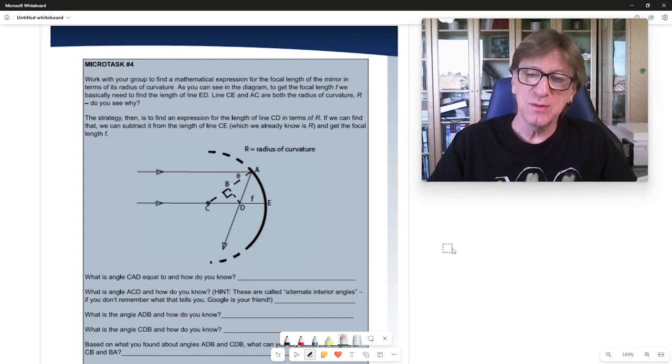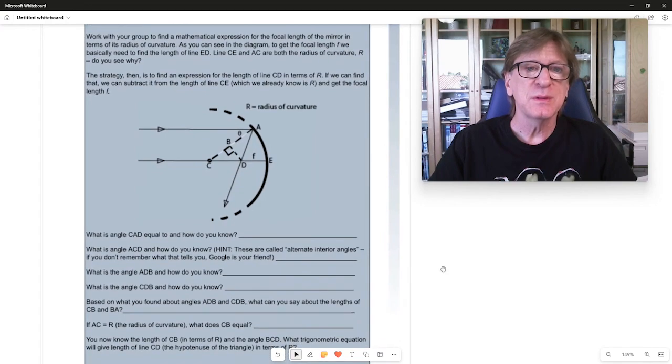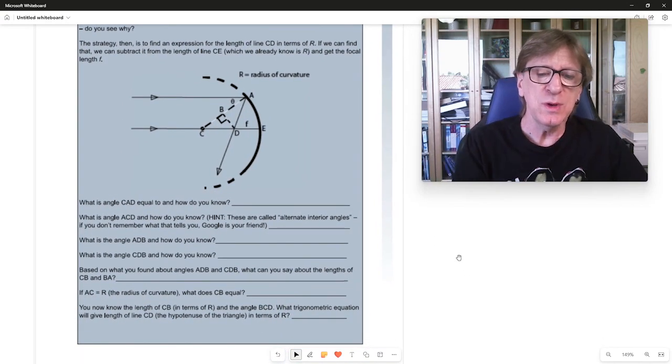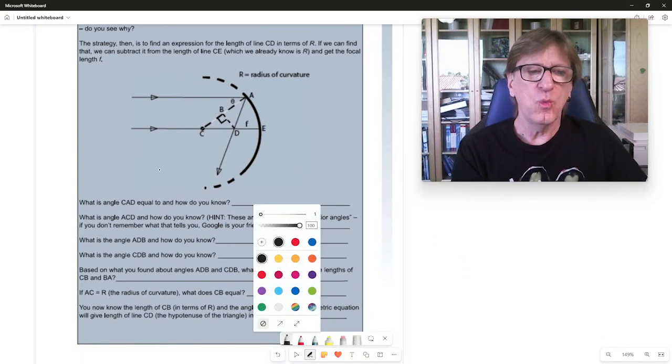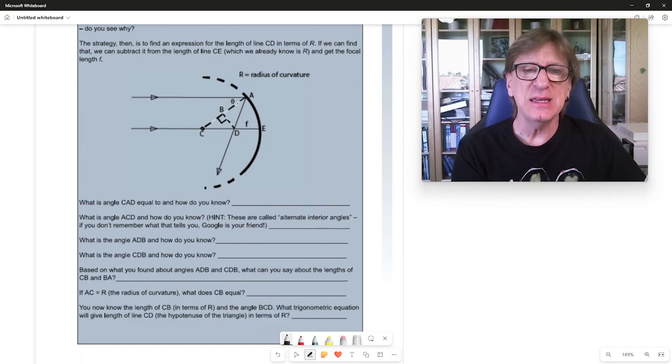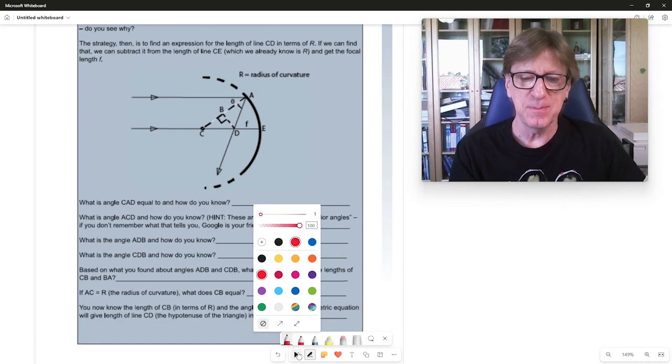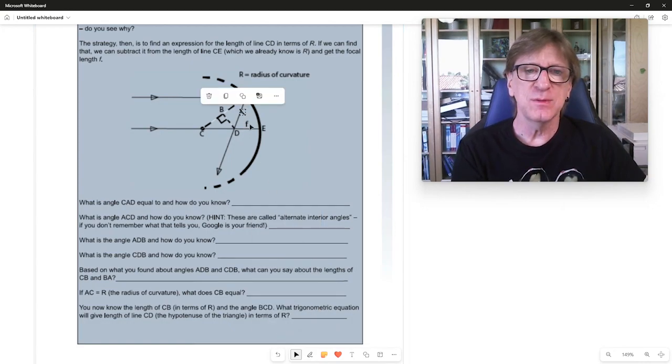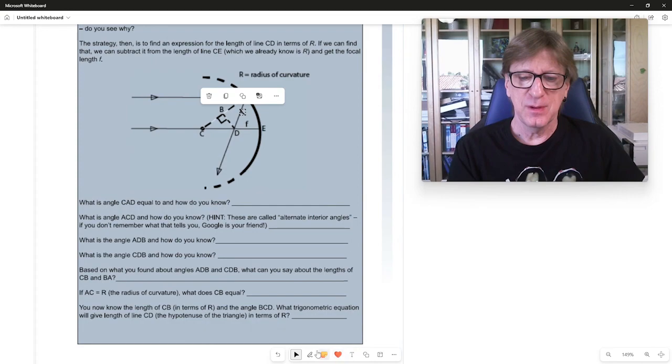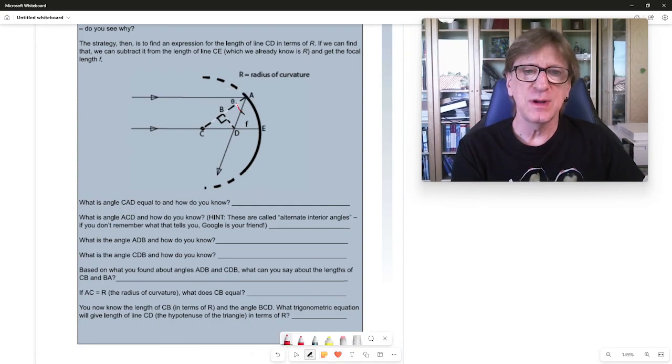Okay, but let's take a look at it together here. Okay, so the first one says, what is the angle CAD? That's this angle right here. Maybe I should choose a different color. Let's switch to red. So this angle right there. What is that angle? And how do you know? So CAD.